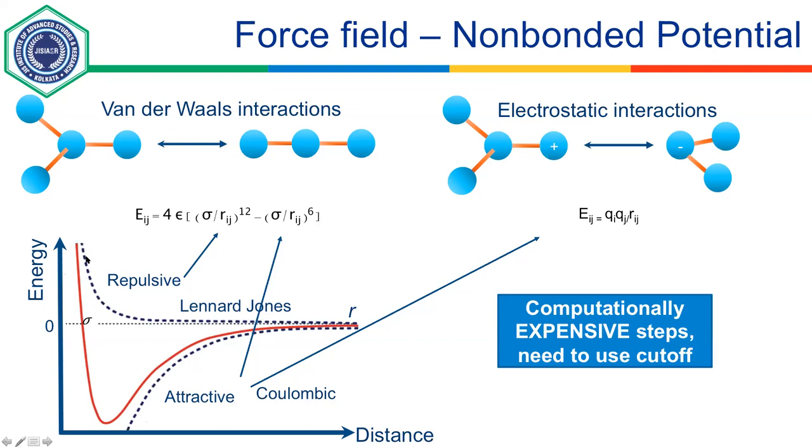In the upper part, in the van der Waals equation, this part is for the repulsive and this part is for the attractive interaction. This part is guided by the Coulombic law or this expression, and this part is called the repulsive, and this is the Lennard-Jones plot.